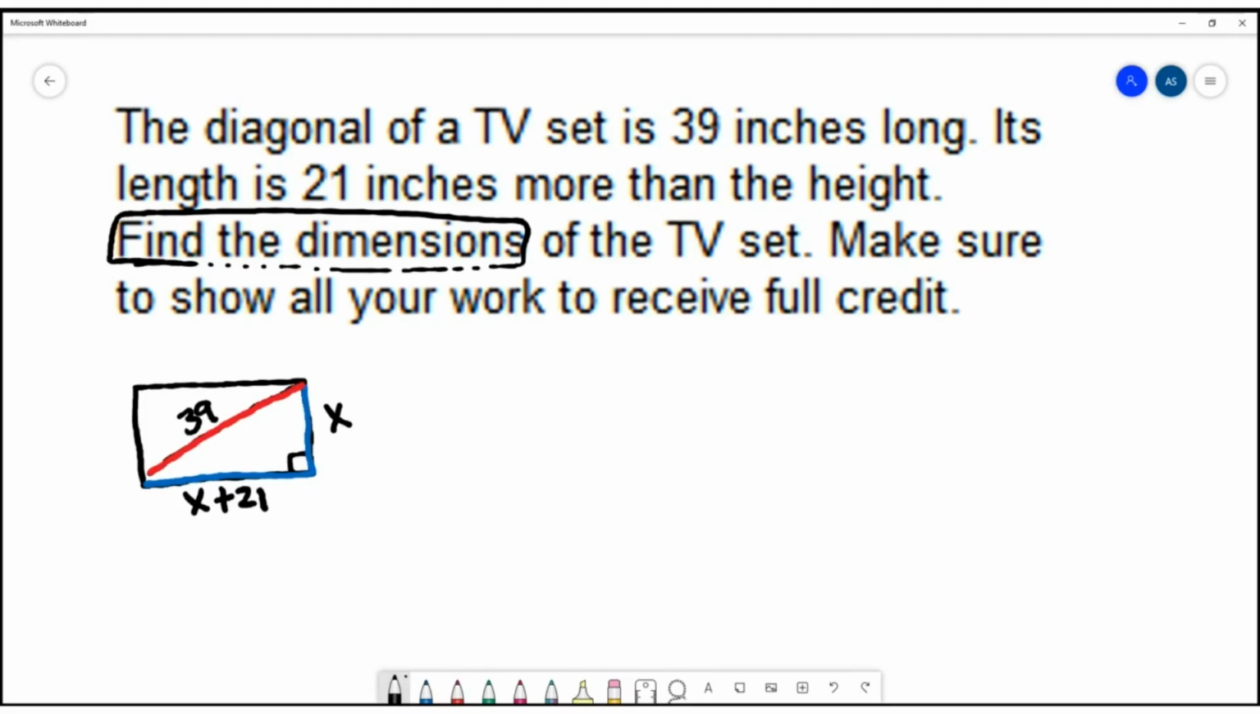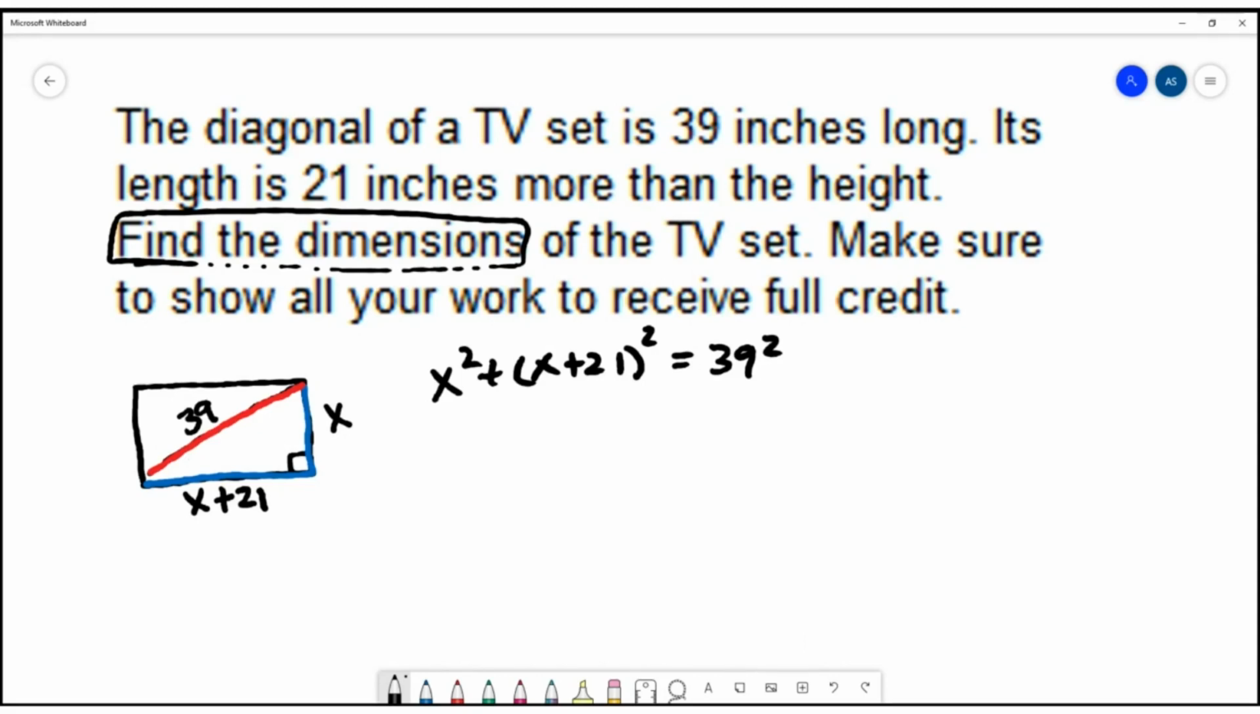So we'll set up our equation as x squared plus (x plus 21) squared equals 39 squared. The Pythagorean theorem is where you square the legs of the triangle and add them up, and that's going to equal the square of the hypotenuse.